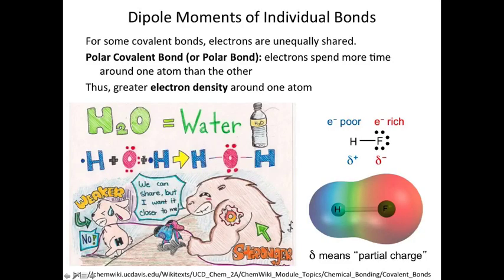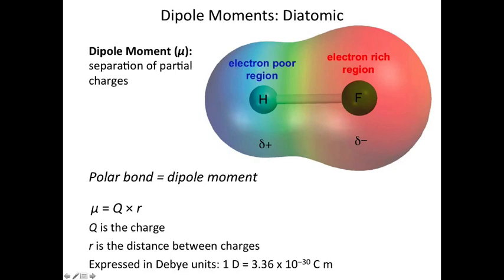And remember that in polar bonds, the electrons spend more time around one atom than the other, so we had a greater electron density around one of the atoms. We called it a polar bond before, but here we're calling it a dipole moment, and that is the same thing. A polar bond has a dipole moment by definition. They're effectively two interchangeable words for the same thing.